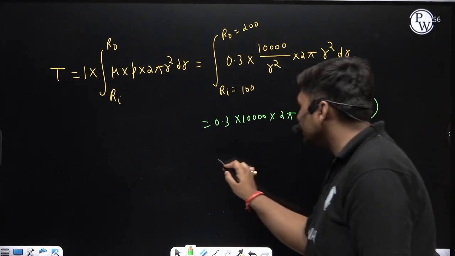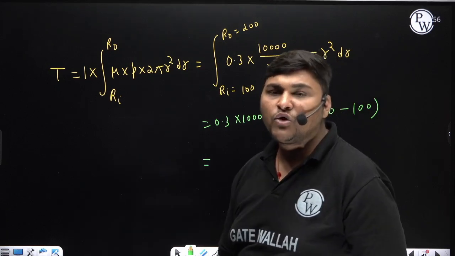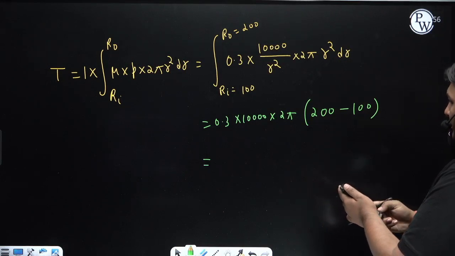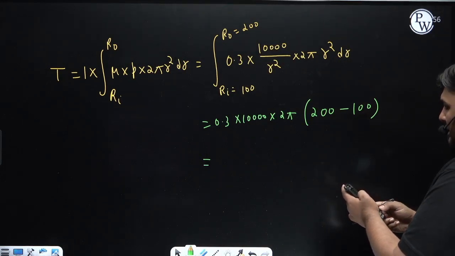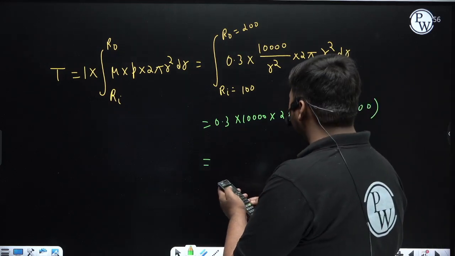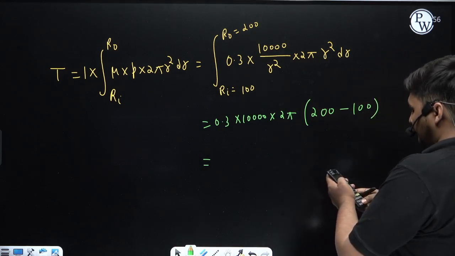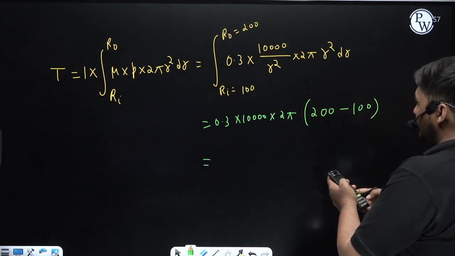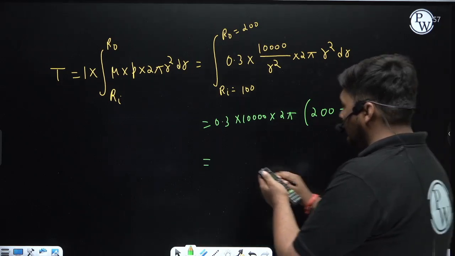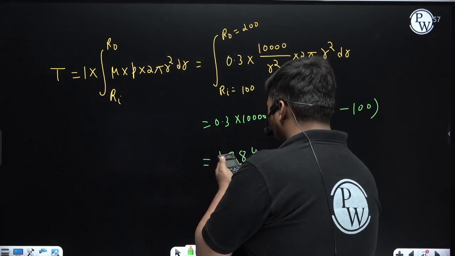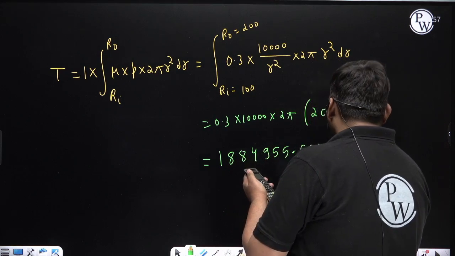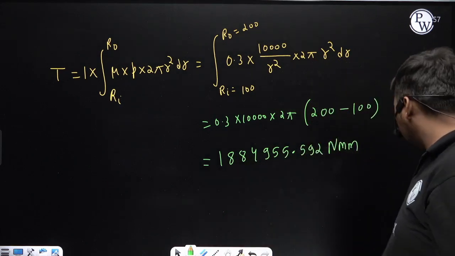This is a simple calculation, and ultimately we will get the value of torque transmitting capacity of this clutch. It is coming 200 minus 100 by 10,000. You can check the calculation. It is coming 188,495.592 Newton mm. Okay, it is the torque transmitting capacity.